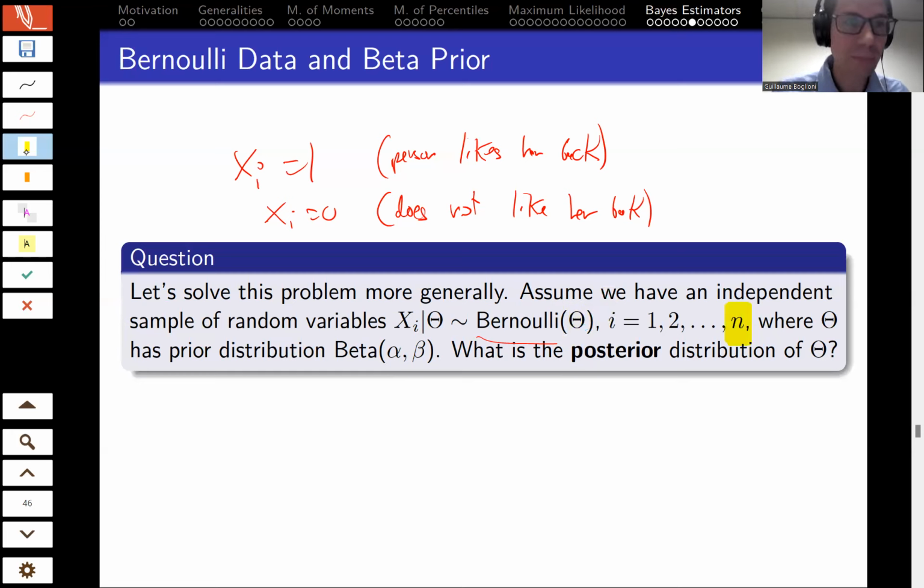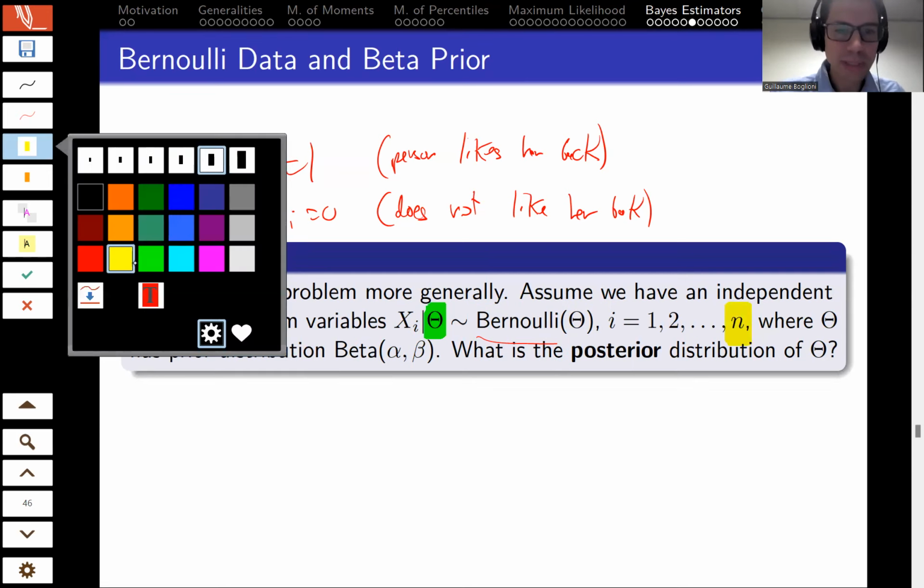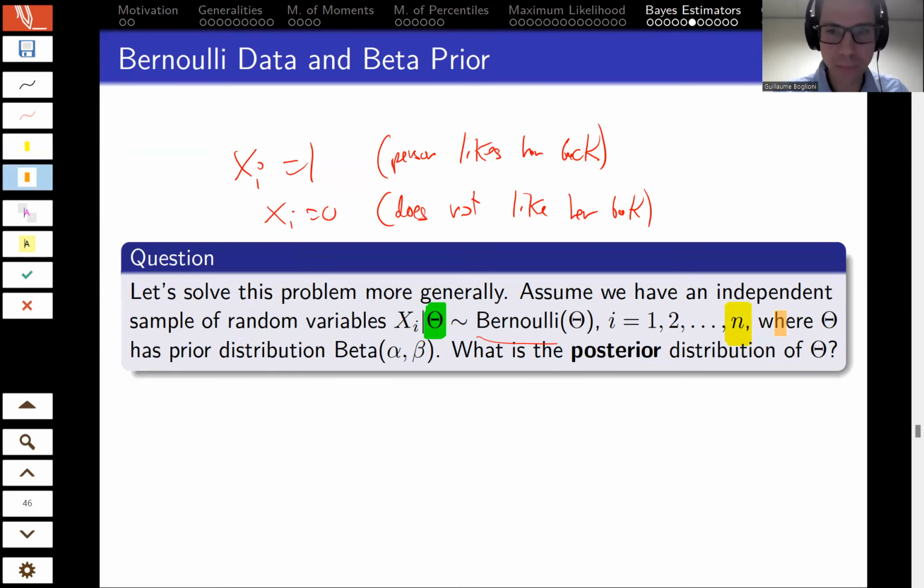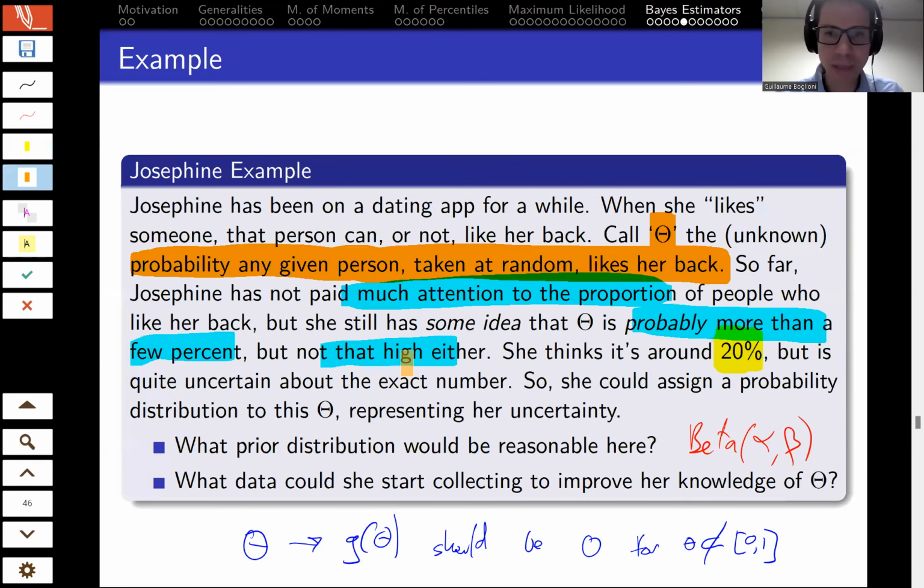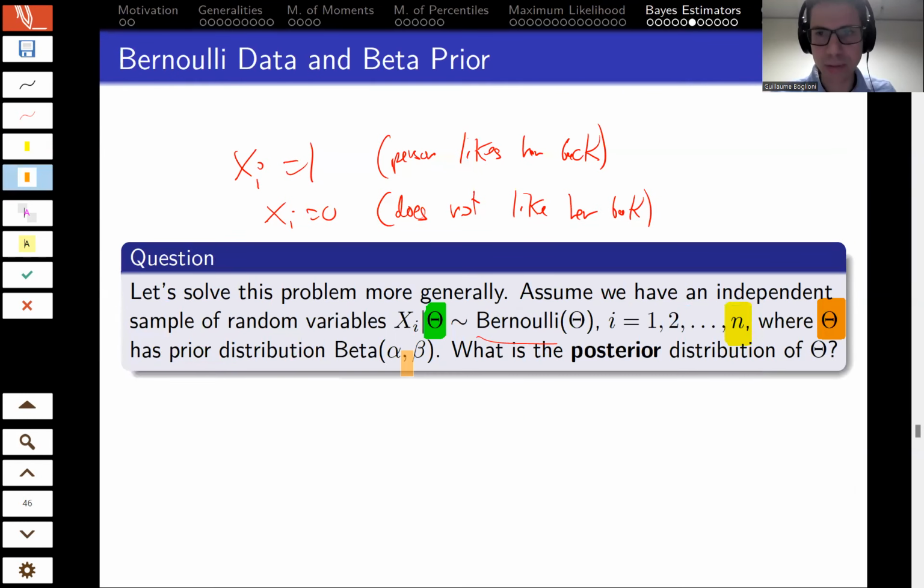Now, what we're saying here is that given theta, Xi is Bernoulli theta, because it's a trial that is either success or failure. And what we're saying is, let's model this theta to be, sorry, a beta, of course, a prior that is beta with parameters alpha and beta. In the case of Josephine, you'd pick alphas and betas such that the mean is 20%. What is the posterior distribution of theta? Hopefully the context is relatively clear here. Now it's a mathematical problem that we solve.